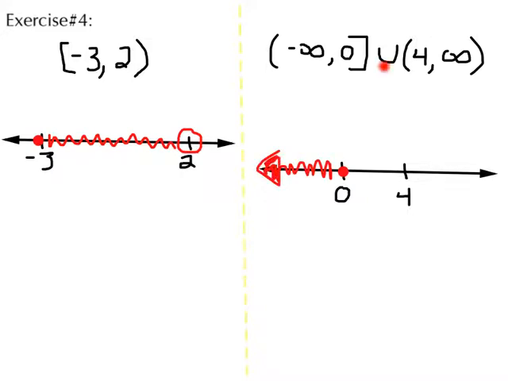Don't forget that this U means that it's an OR statement, so I'm going to have a gap here, a little bit of a gap. And that parenthesis on the 4 says I'm going to have an open circle on 4, and I'm going to shade to positive infinity. That's how you go from interval notation to graphing.